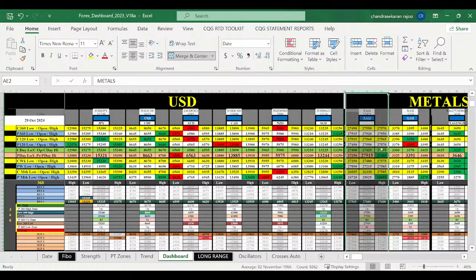Okay, right now the benchmark levels we can take are 2748 and 2740. So these are the two levels we need to stay focused on.